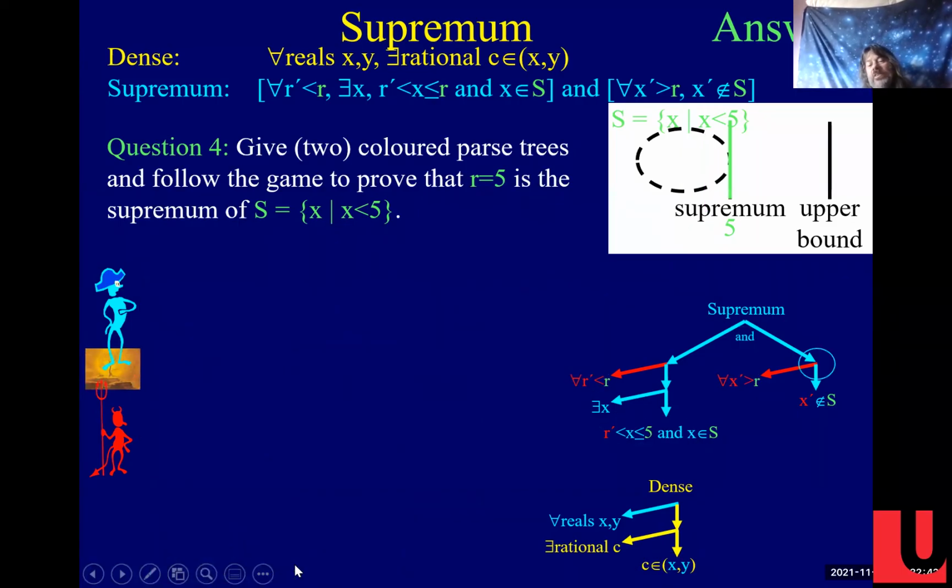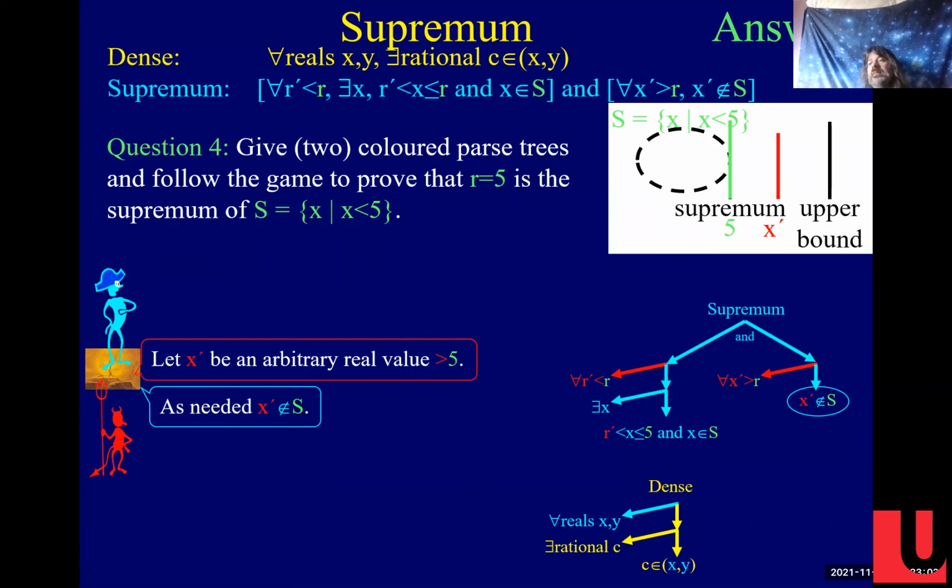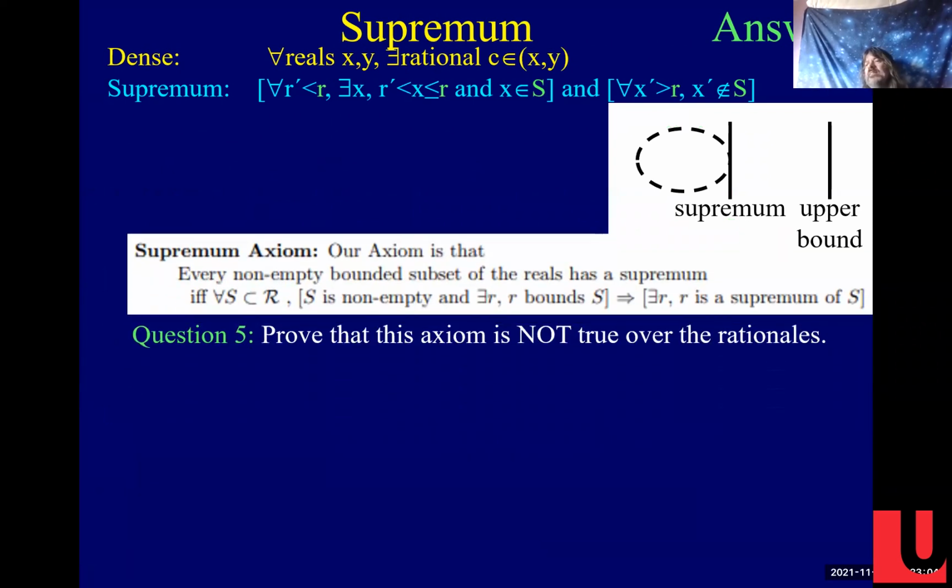Then we have to do the other side. Now we're given an arbitrary value that's bigger than 5, and we just have to, oh, it's bigger than 5, so it's not in our set. That's it. Was that one hard? I think that was the easiest question. That one was easy, right?